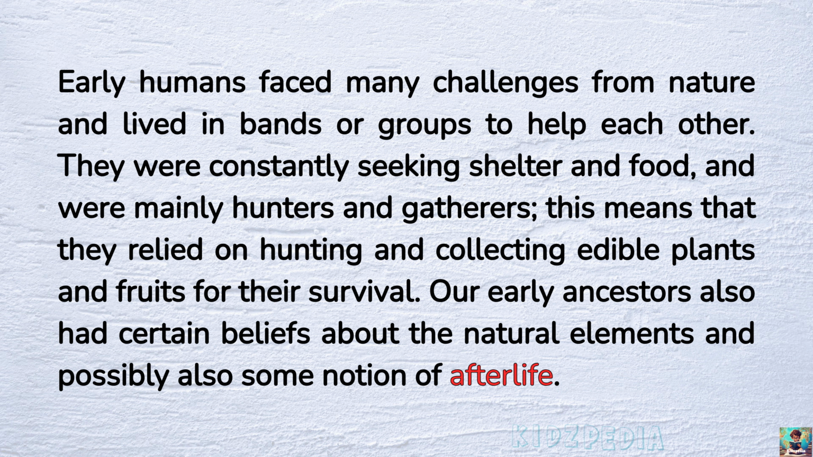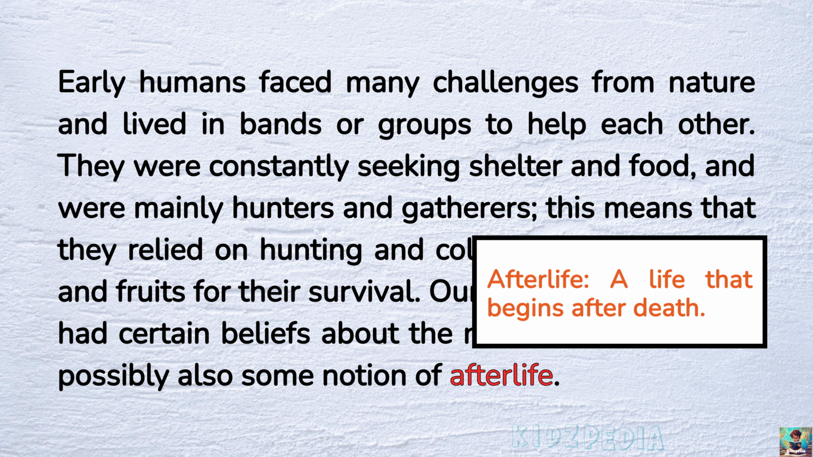Early humans faced many challenges from nature and lived in bands or groups to help each other. They were constantly seeking shelter and food and were mainly hunters and gatherers. This means that they relied on hunting and collecting edible plants and fruits for their survival. Our early ancestors also had certain beliefs about the natural elements and possibly also some notion of afterlife. Afterlife means a life that begins after death.